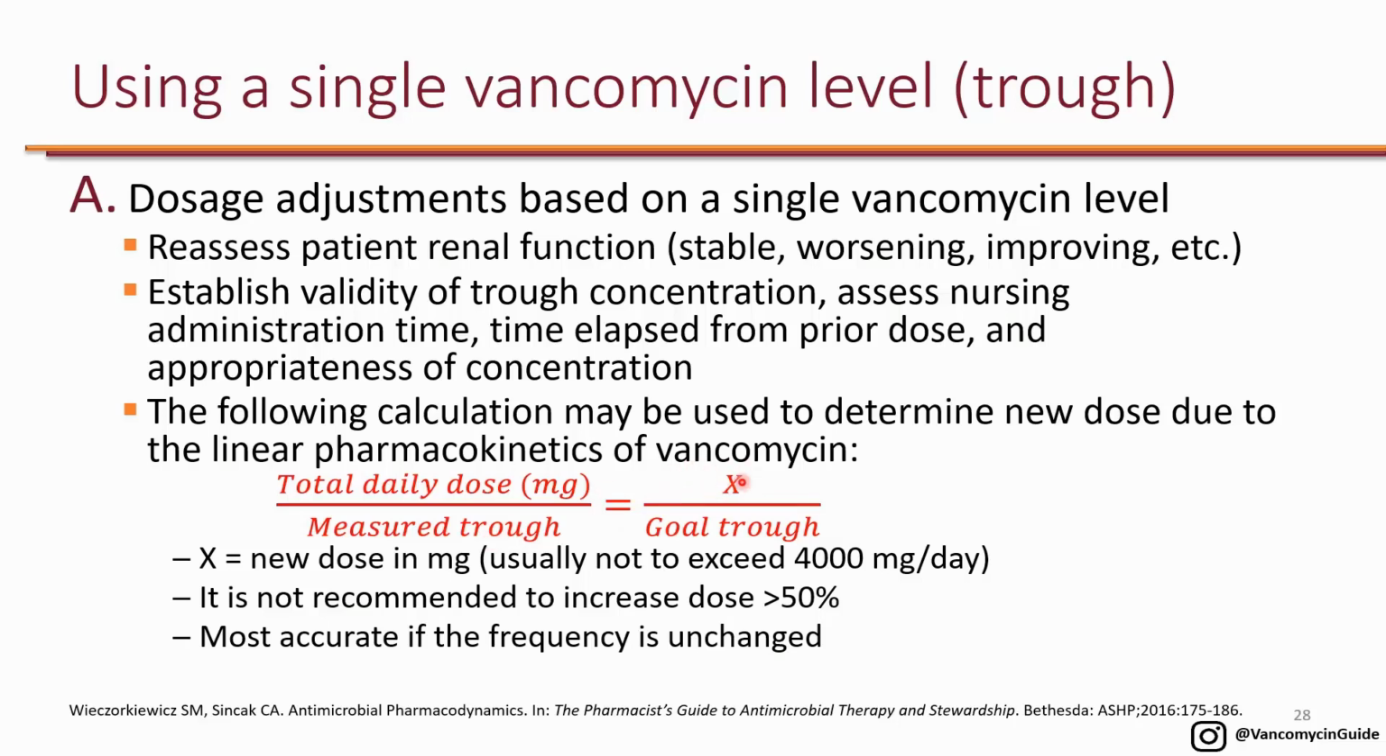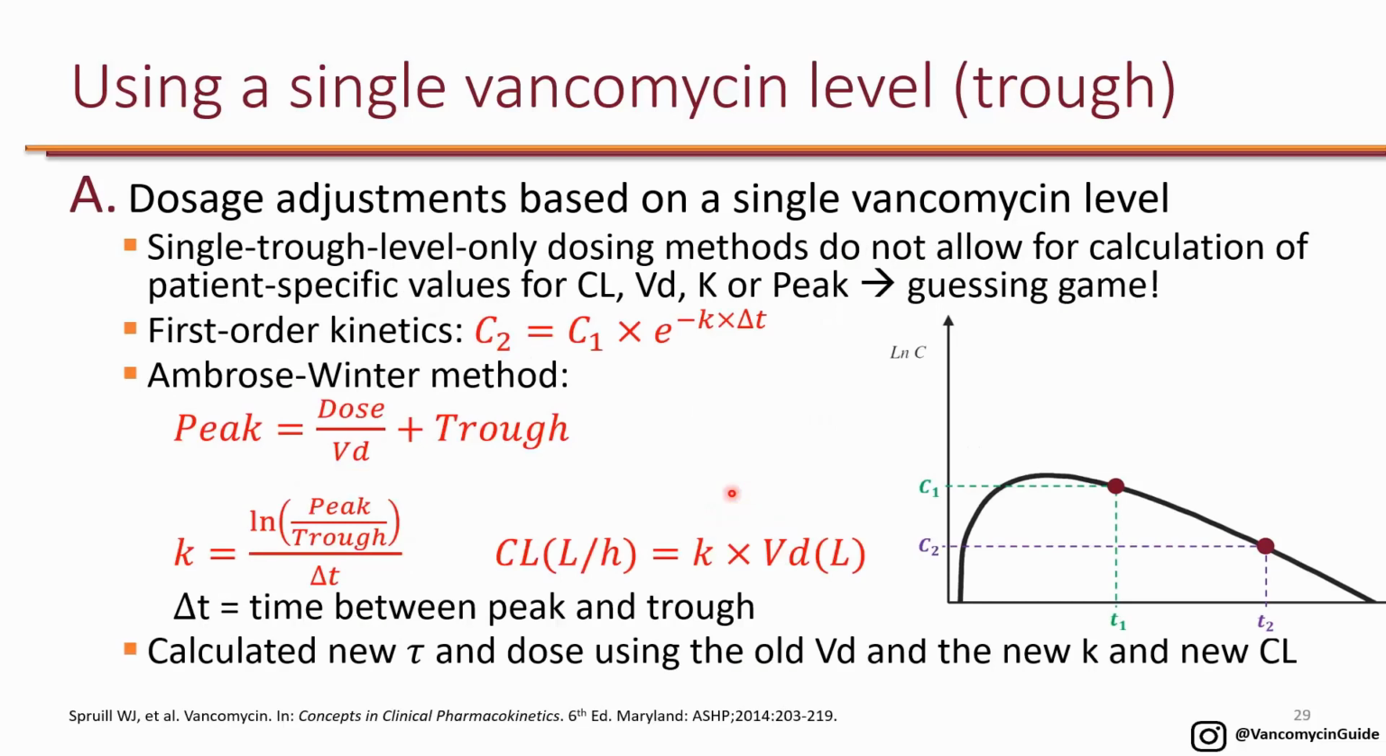And then whatever total daily dose that you get, you will have to convert it to the same frequency. So for example, if somebody was receiving 1 gram Q8 and you converted that to 3,000 milligram, whatever you get here, you need to convert it to Q8. And that's how this proportion equation will work. You have to maintain the same frequency. Otherwise, if you try a different frequency, it's not going to be as accurate. So that was the fast way of doing it based on a single level.